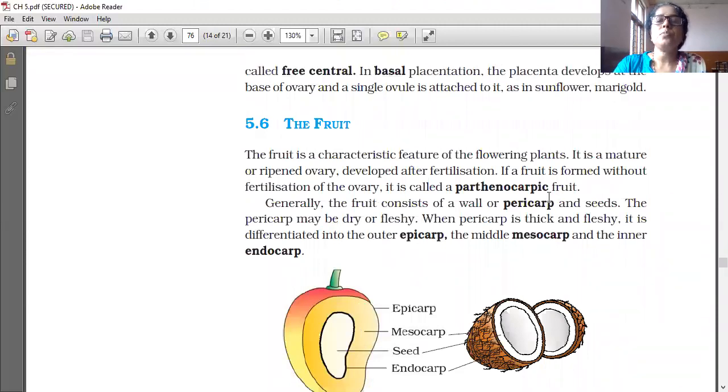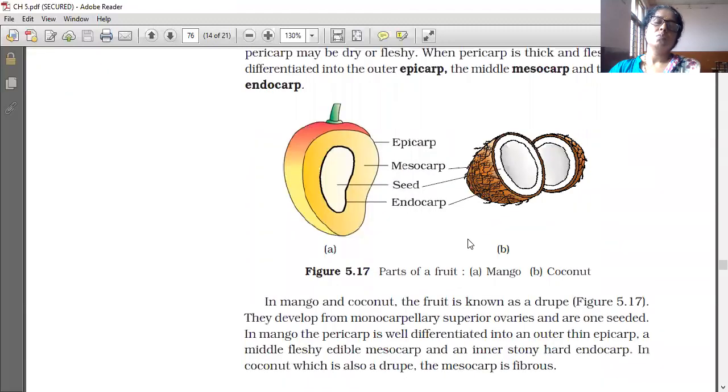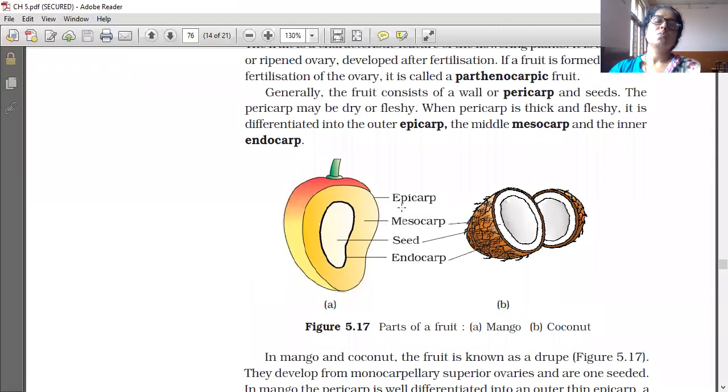Fruit: the ovary is transformed into fruit. Epicarp, mesocarp. The fleshy portion we eat, the edible portion of mango, is the mesocarp. But in coconut, the mesocarp is that fiber. And the seed is what we use from the coconut. And this is the endocarp.